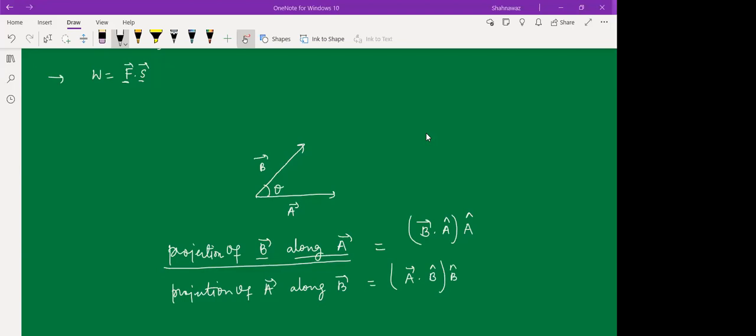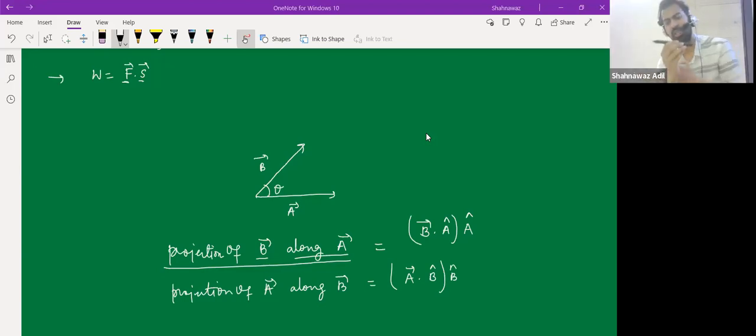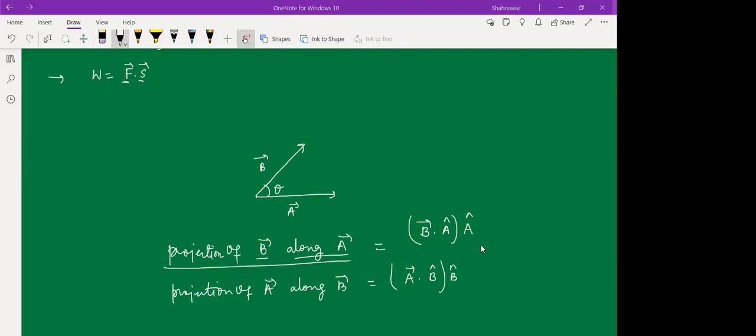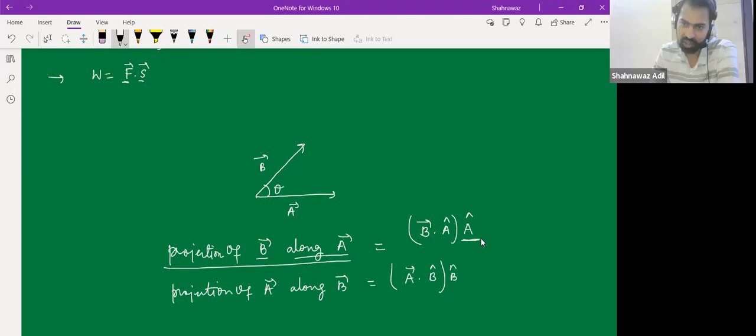Yes, A hat. A hat, right? Good, A hat. And what I do is that I have this B vector and I bring this vector in this direction. So now what is the direction of this projection? Yes, this is in the direction of A, right? So A hat is the direction. And this is the component of B, right? So if I want to calculate the projection of B, this would be the component, and this would be the direction.